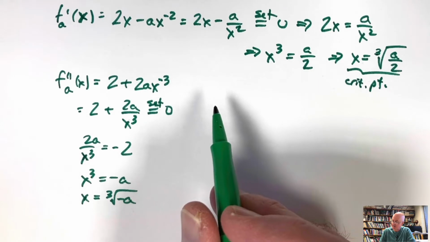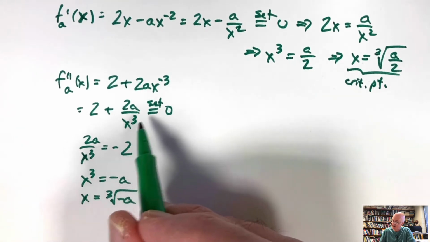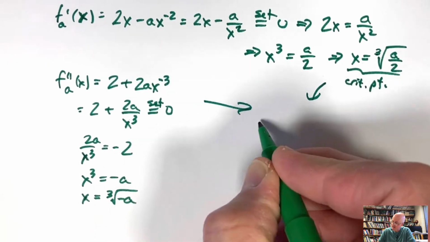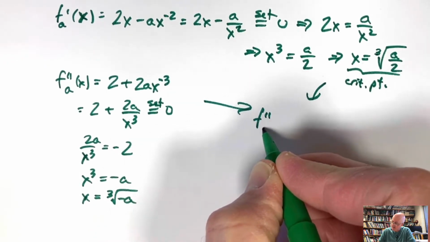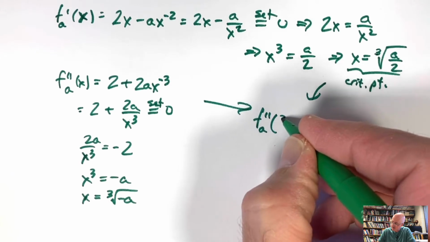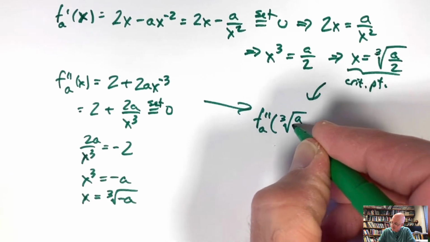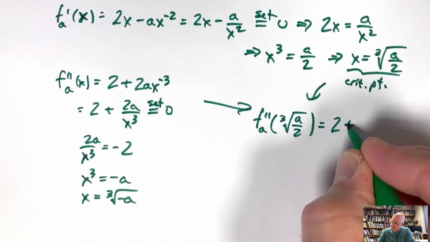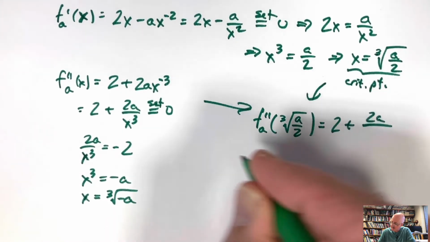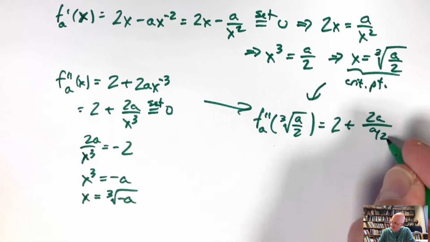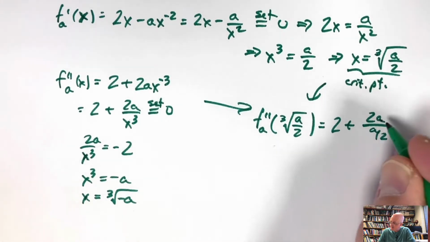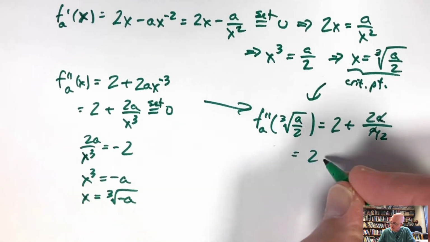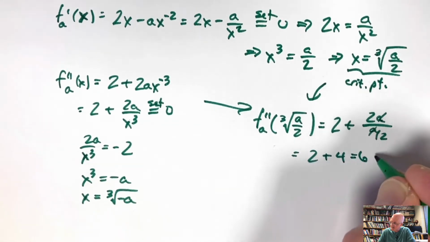Actually, we could think about the second derivative test. When we plug this critical point into the second derivative, let's go ahead and do that here. F sub a double prime of the critical point, cube root of a over 2. It's kind of nice because it's got an x cubed in there. You're going to get 2 plus 2a over, this thing cubed is going to be an a over 2. The cube root's going to go away. When you simplify this, the a's divide out. 2 divided by 1/2 is 4. We get 6, which is positive.